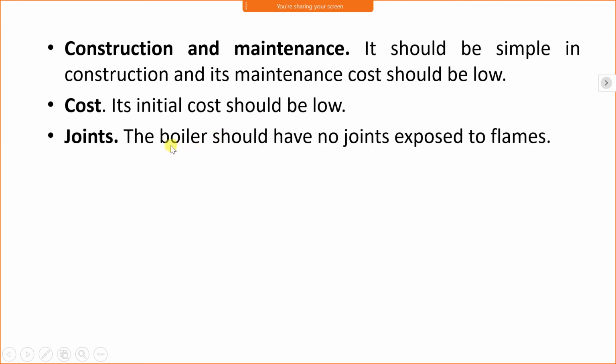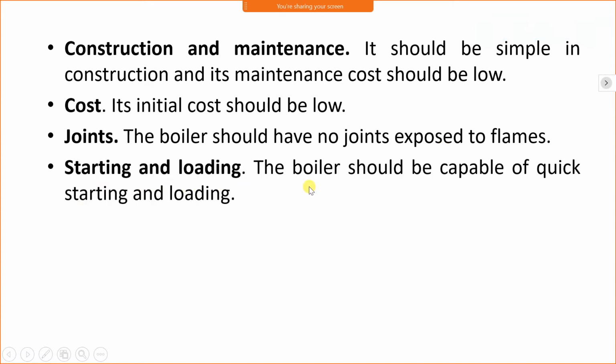The joints: the boiler should have no joints exposed to the flame. In the boiler there are n number of water tubes or fire tubes. If there is a joint in the tube, that joint should not be directly exposed to the flame, otherwise leakage can happen from the joint. Therefore, the joint should not be directly in contact with the exposed flame.